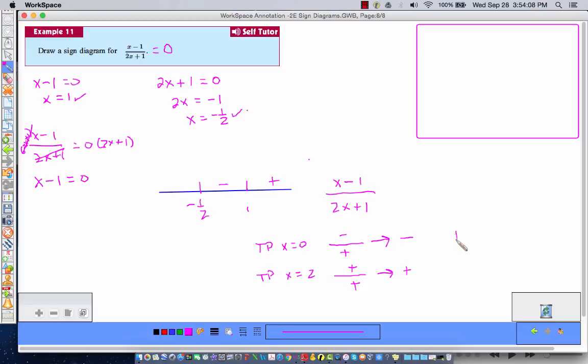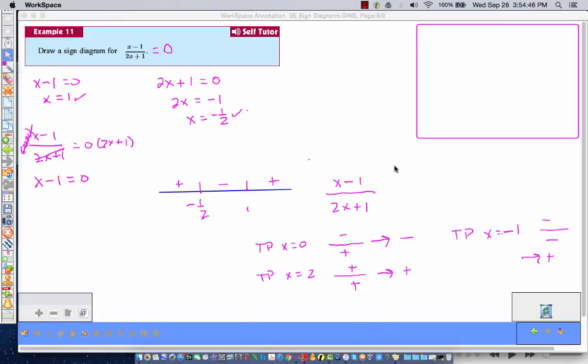And then my last test point, less than negative 1/2, might as well use x equal to negative 1. So again, I'm just going to test it out here. For x minus 1, if I have negative 1 minus 1, that is going to be negative. And then if I have 2 times negative 1, that's negative 2 and a positive 1. That's a negative and another negative, and a negative over a negative is a positive. So to the left of negative 1/2, I have a positive.